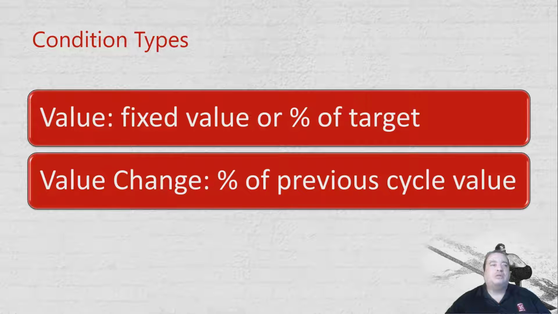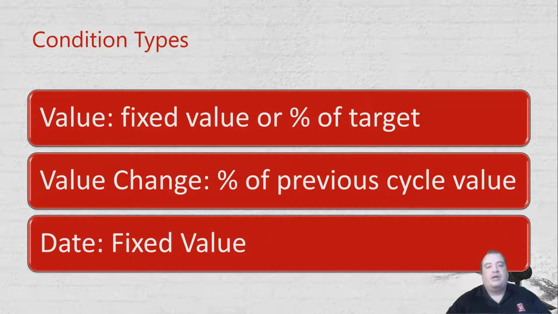The only bad news is that at the moment there are some bugs related to the value change condition type. Microsoft is working to fix them. I hope they'll be fixed in some weeks. But at the moment there are some bugs related to this. I can't even demonstrate that. And the date is related to a fixed value. Fixed value, a fixed date. This is not really useful. Come on, Microsoft. Please, make it better.